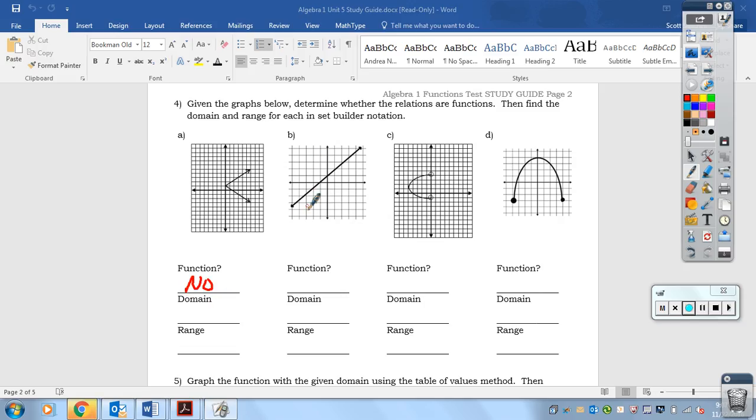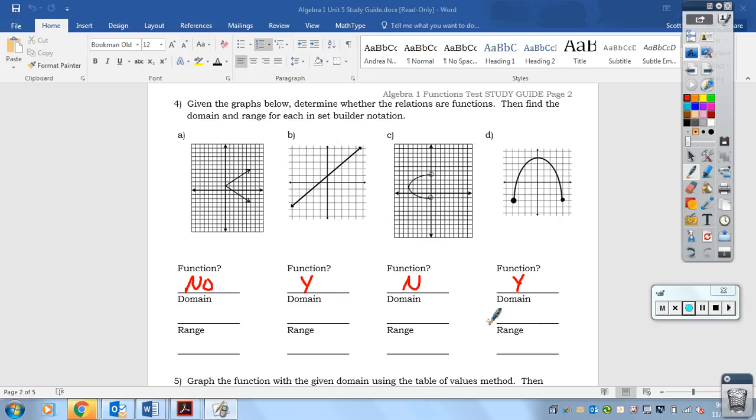Is this a function? If I go across, there's no line that passes more than once, so yes, it is a function. Is this one a function? The answer is, again, no, because it failed my vertical line test. Is this a function? Doesn't look like it, but there's no spot above each other. The answer is yes, it is a function.